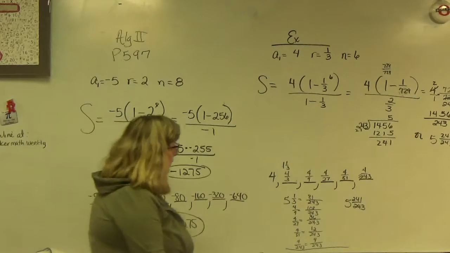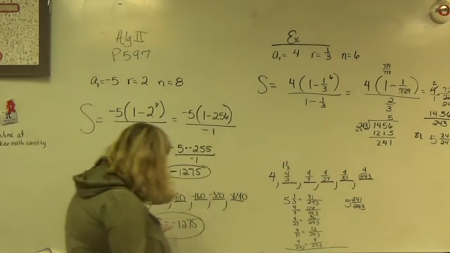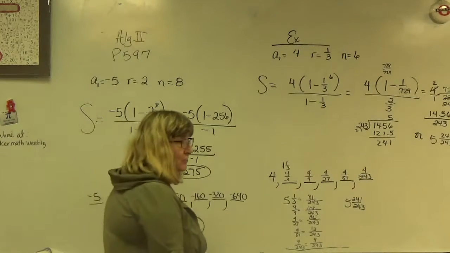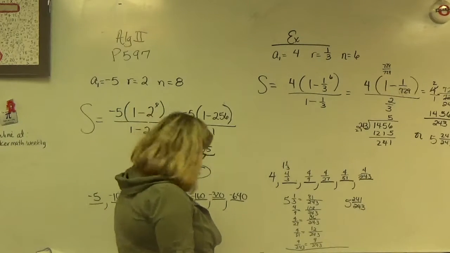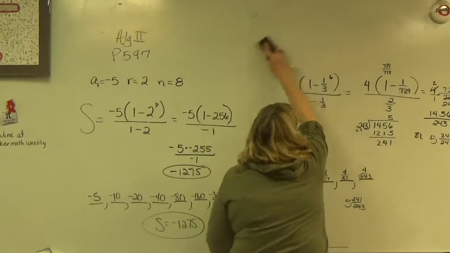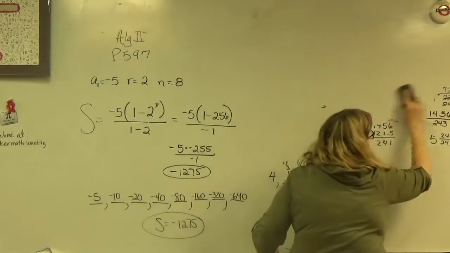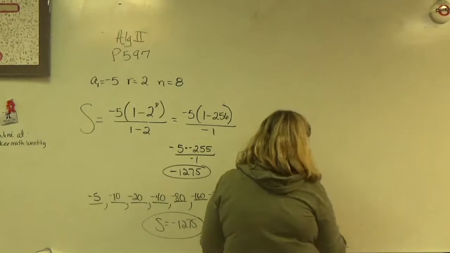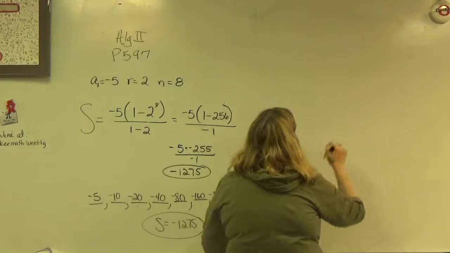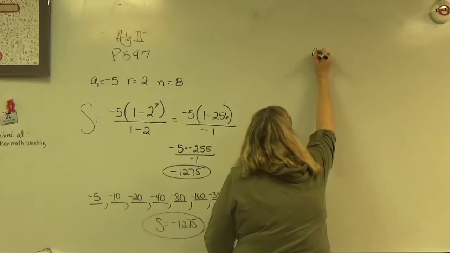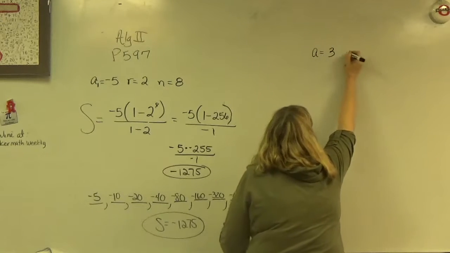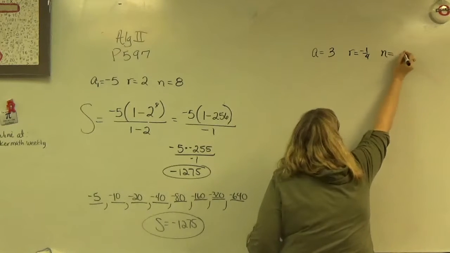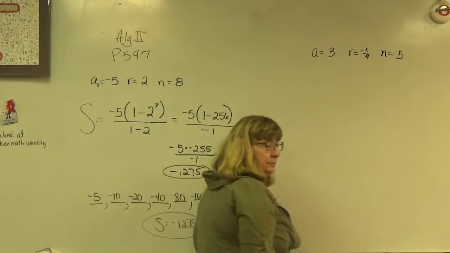Okay, another one? You mean negative? Yes, it would be negative. One more with fractions? Sure, why not? Don't have to write this one down, you guys just have to work it with me. So this time, let's not have as many terms. Let's go, A is 3. Let's make the ratio be a negative 1/4, and N is gonna equal 5.